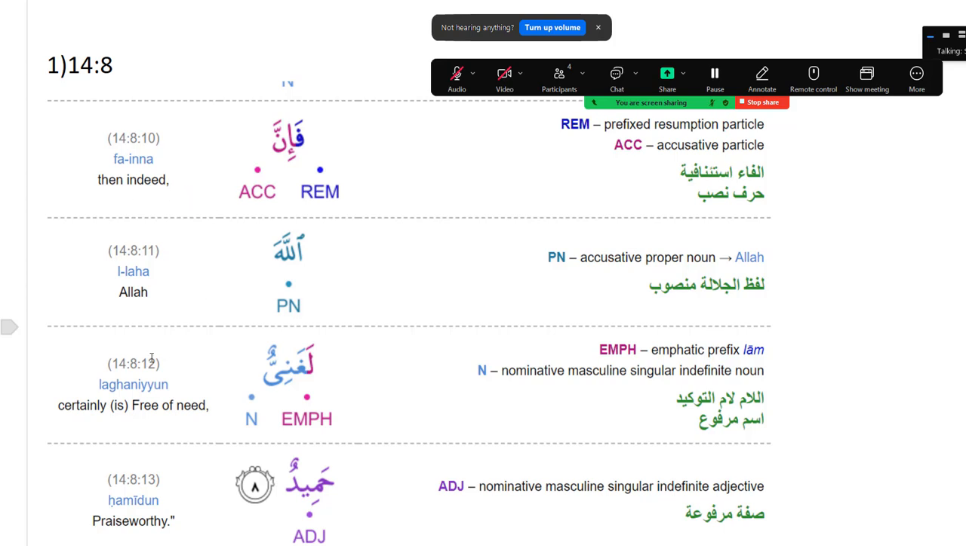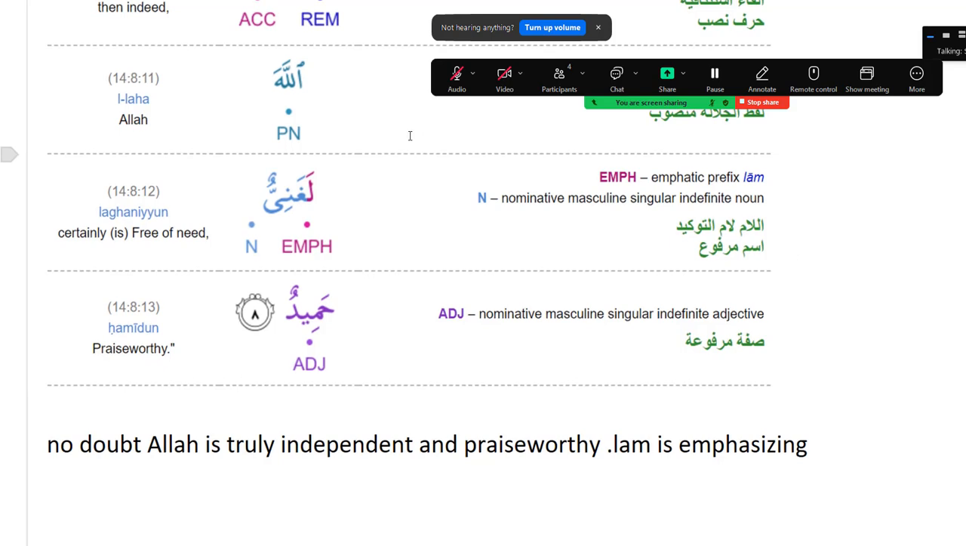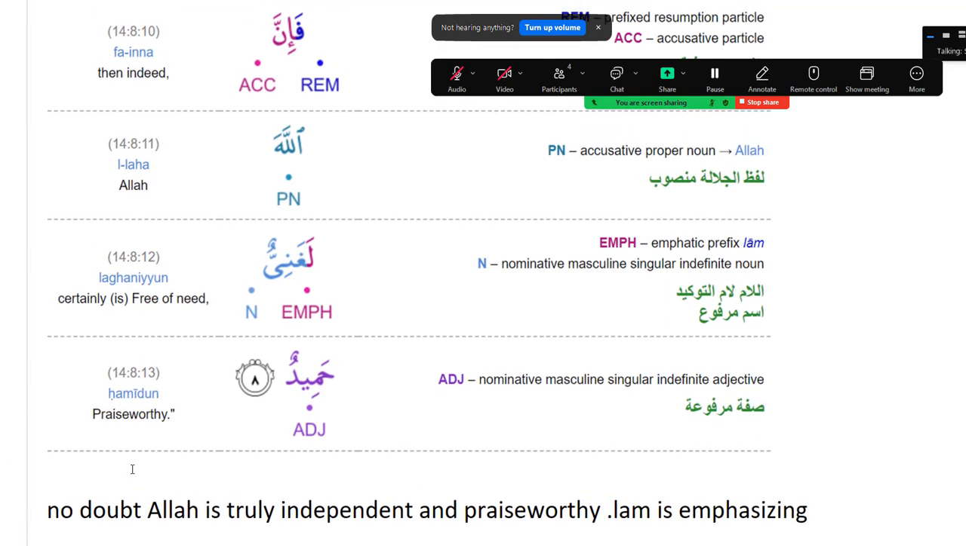Right? Indeed, Allah certainly is free of need, praiseworthy. So ghani is free of need, but it has a lam of emphasis before it. La ghaniyun, certainly, right? So here lam with a fatha is used for emphasis. This is for a noun. No doubt Allah is truly independent and praiseworthy. So lam is used for emphasizing here.